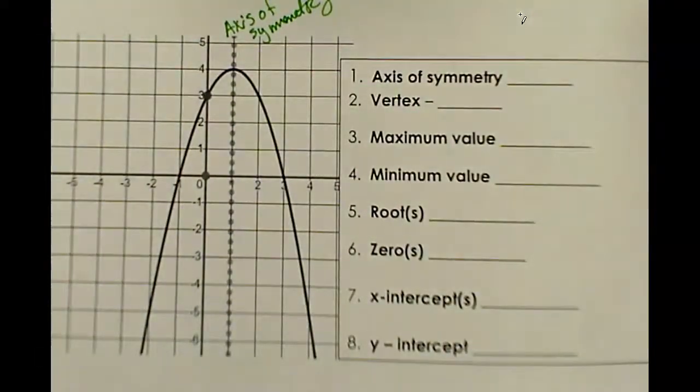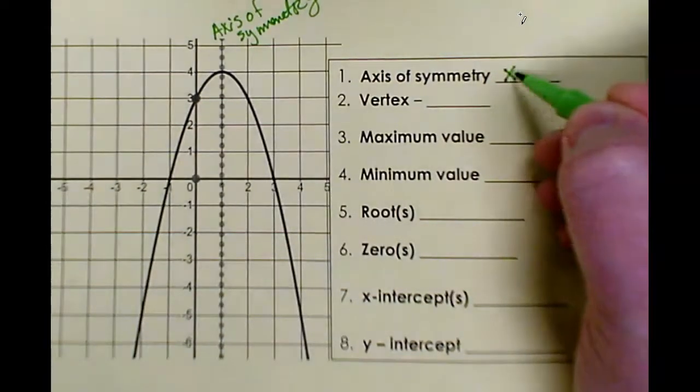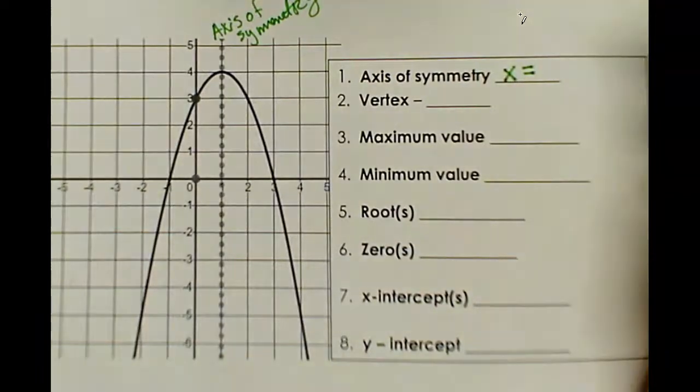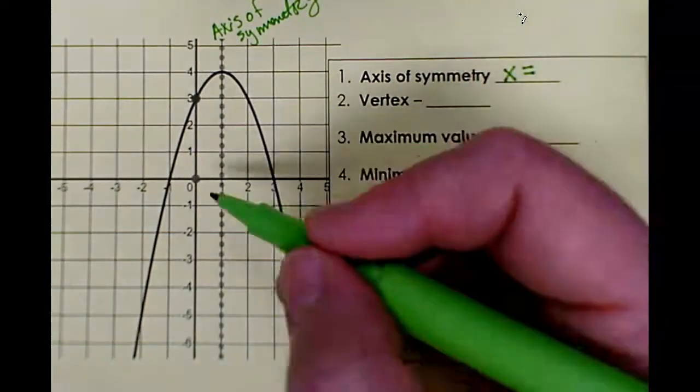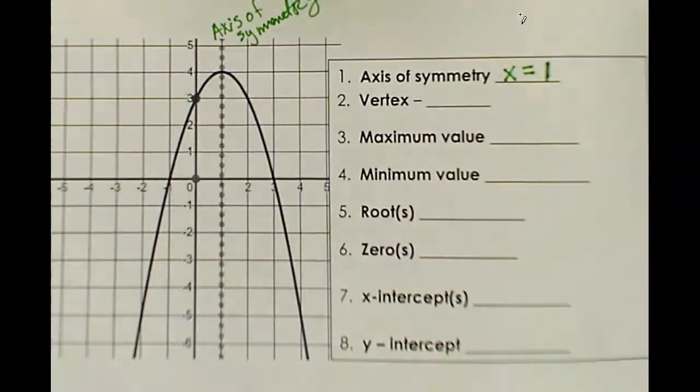Do you remember the slope of a vertical line? Do you remember that the slope of a vertical line is undefined? So we can't put the equation for this line in y equals mx plus b form because the m is undefined. Straight up and down lines have the equation x equals a number. Where does it cross the x-axis? That's where you get the number.